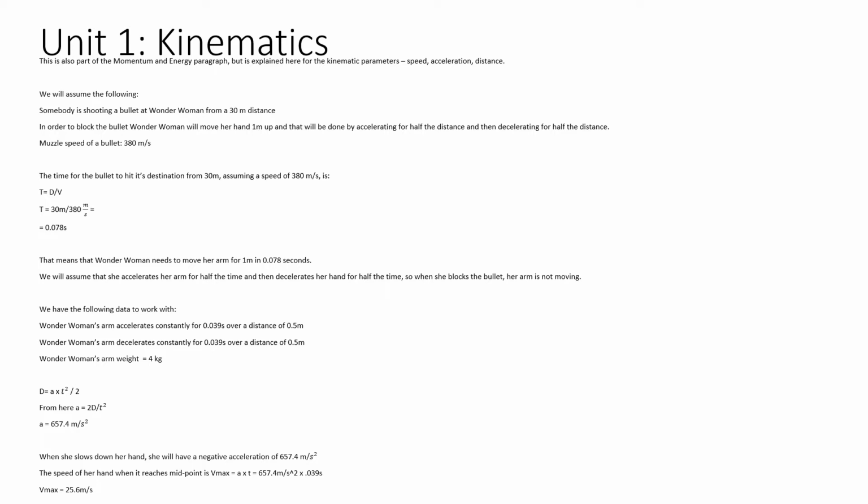And we know that the muzzle speed of the bullet is 380 meters per second. So then we can use a formula which is time is equal to distance over velocity. So then if we put our values in, we'll get a time of 0.078 seconds. And that means that Wonder Woman will need to move her arm for 1 meter in 0.078 seconds. We will assume that she accelerates her arm for half the time and then decelerates her hand for half the time, so when she blocks the bullet, her arm is not moving.